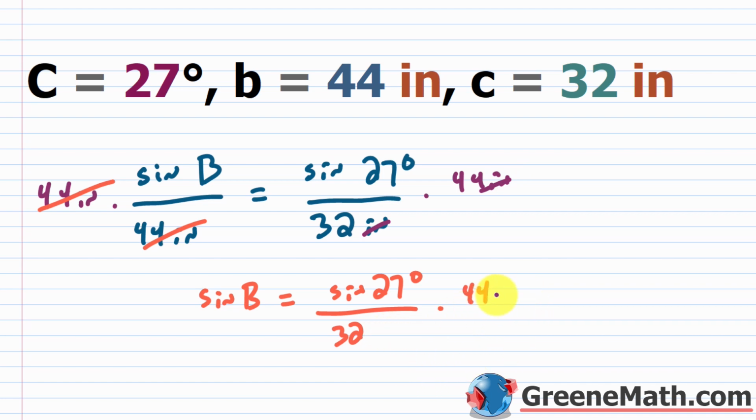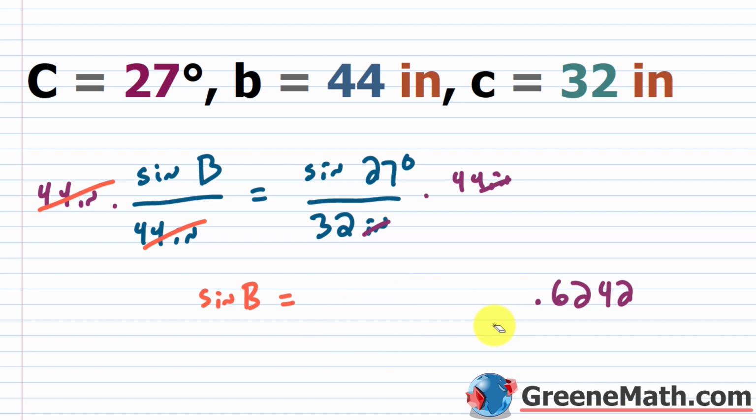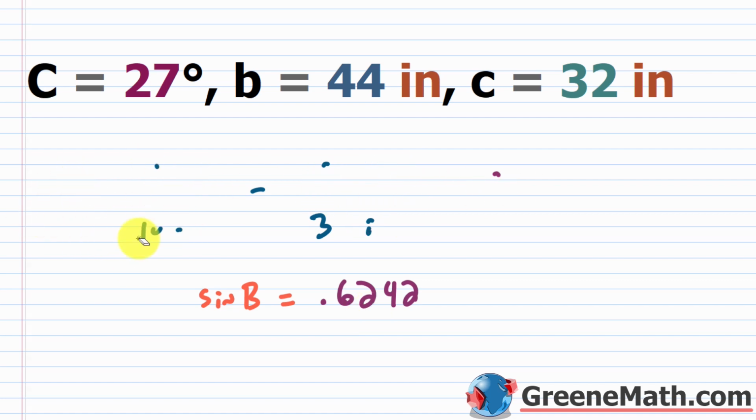Then essentially just key this into your calculator, and I get about, and I'm going to use an equal sign even though it's an approximation, let's say 0.6242. Let me get rid of this step here, and I'm just going to slide this down like this. So you can see that this is between 0 and 1. That tells me that we do have a triangle. So we could have one triangle or two triangles at this point. We don't need this information anymore.